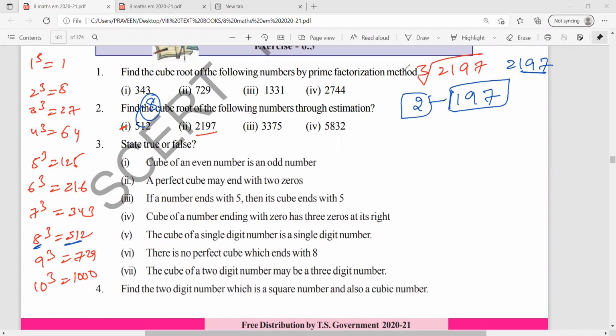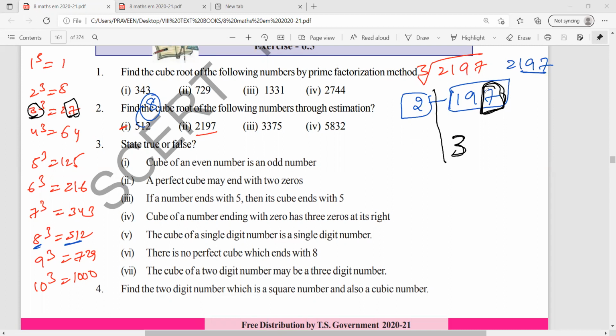After this, in 197, what is the last digit? The last digit is 7. What cube root will come? 3 cube is 27, and the last digit is 7. So you can take the number 3, and the answer for this part is 3. You can write it here.